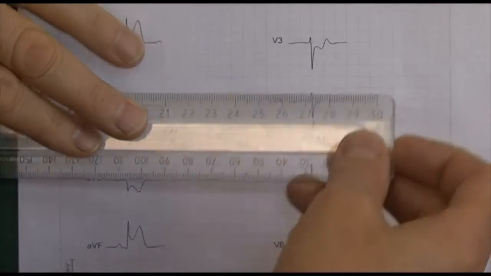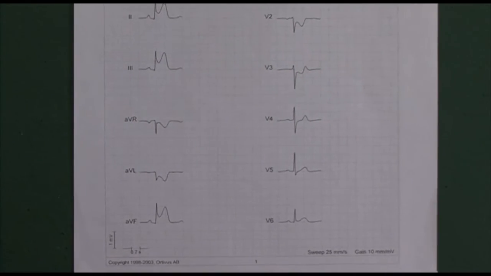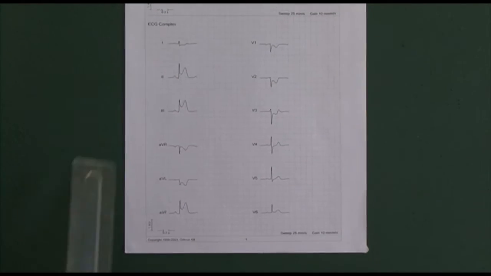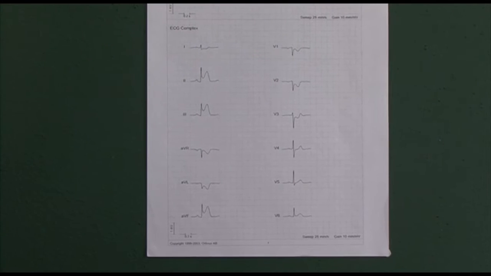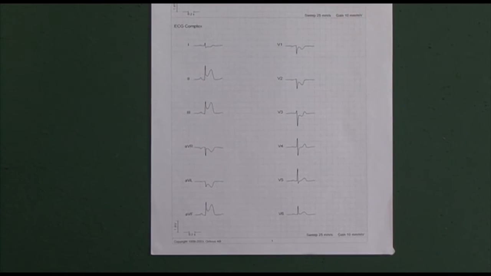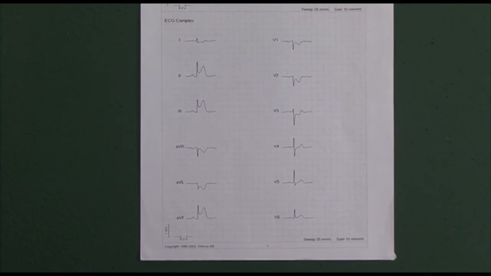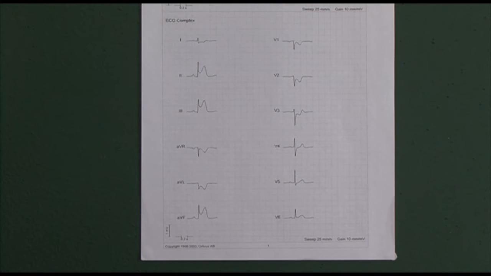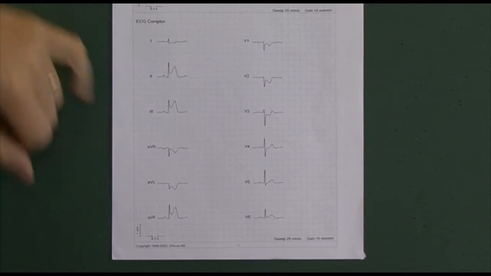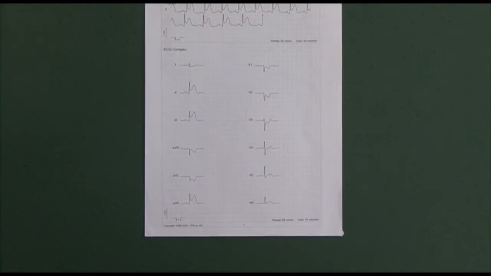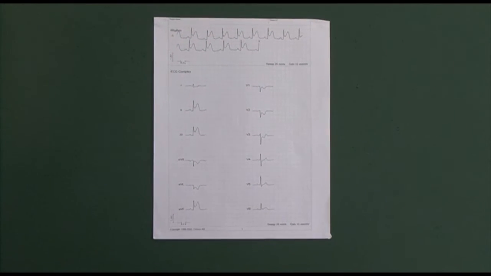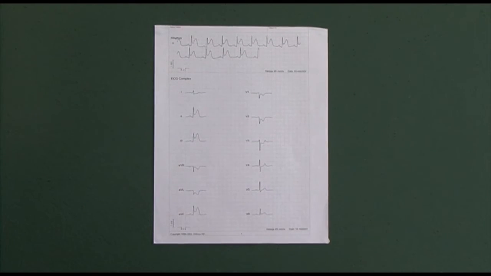But the key thing to notice, the diagnostic feature here, is we've got clear ST elevation on 2, 3 and AVF. This is an ST elevation myocardial infarction and will need emergency treatment accordingly. And if you've got some experience in reading ECGs, you'll realise that 2, 3 and AVF indicates an inferior myocardial infarction.